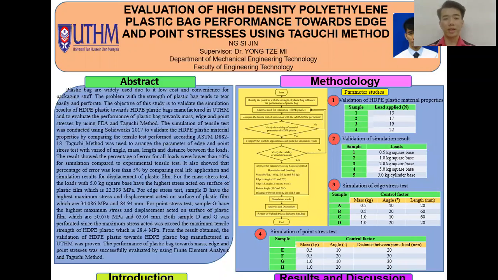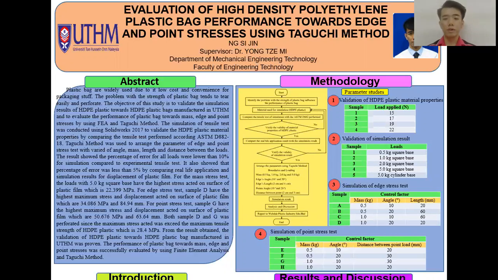The simulation of tensile tests was conducted using SolidWorks 2017 to validate the HDPE plastic material properties by comparing with the tensile tests that were already done by the seniors with STS test. Also, the Taguchi method was used to arrange the parameters for the edge and point stresses test with a variety of mass, angle, length, and distance between the point loads.